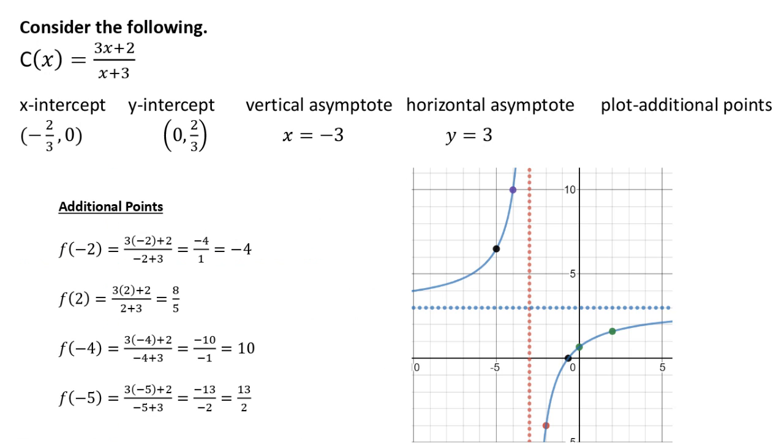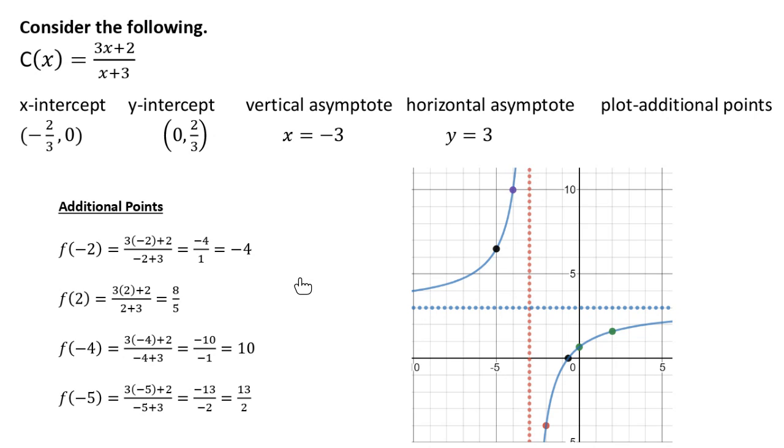Okay, so when I plot these points, you can see my points are being plotted here. And it gives me a better idea of what the graph should look like. I know that this graph is going to have to curve and get closer and closer to the horizontal asymptote and the vertical asymptote. But when I chose -4 and -5, that gave me this point up here and this point down here. So I can finish the graph on this side.